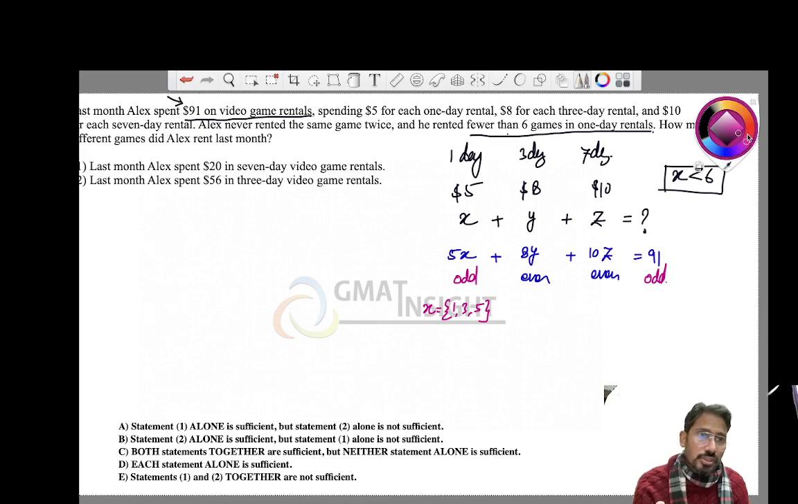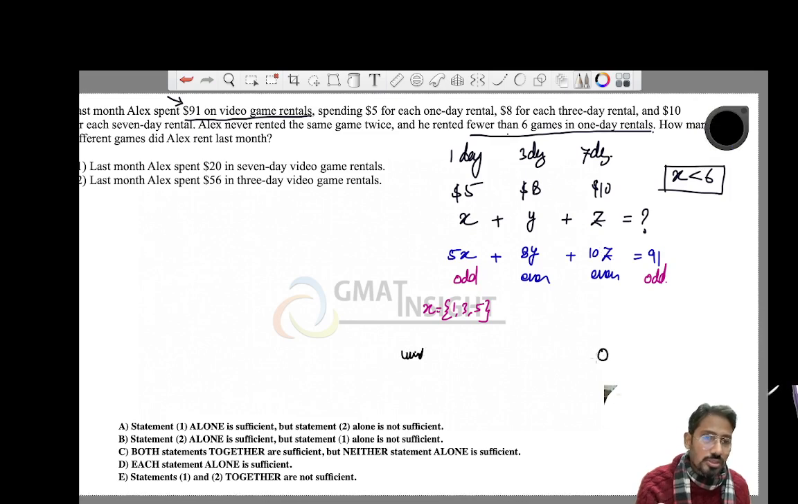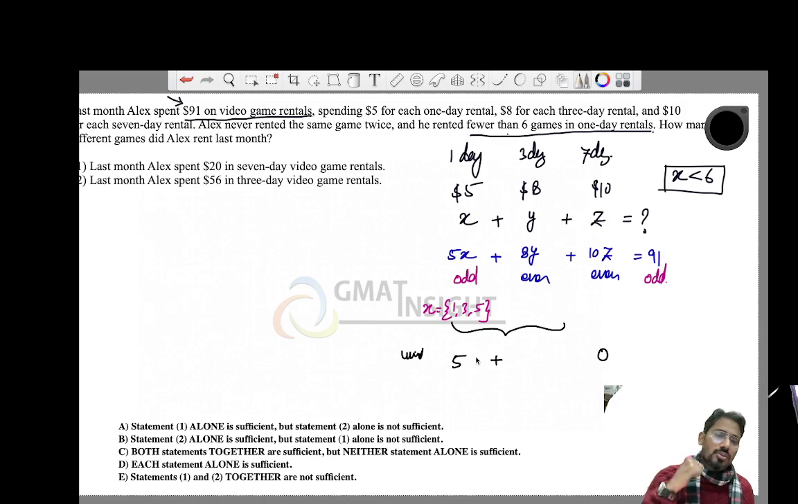Now the second observation: I'm just writing the unit digit calculation. 10z always is going to have the unit digit 0. That means the unit digit of the sum of these two should be 1. And because 5x for the odd value of x has to have unit digit 5, the unit digit of the next term should come from here. What do we add to 5 so that it results in a number with unit digit 1? The answer is that it should have unit digit 6. That means the unit digit of 8y should be equal to 6.